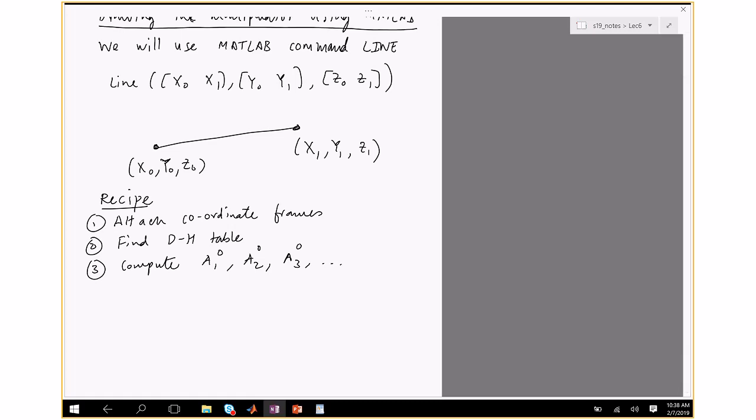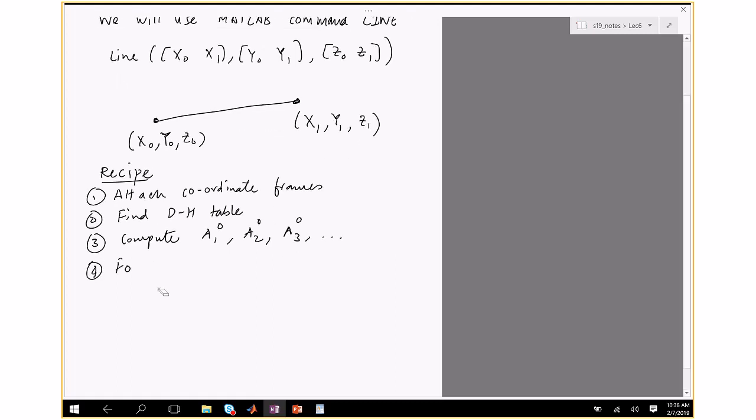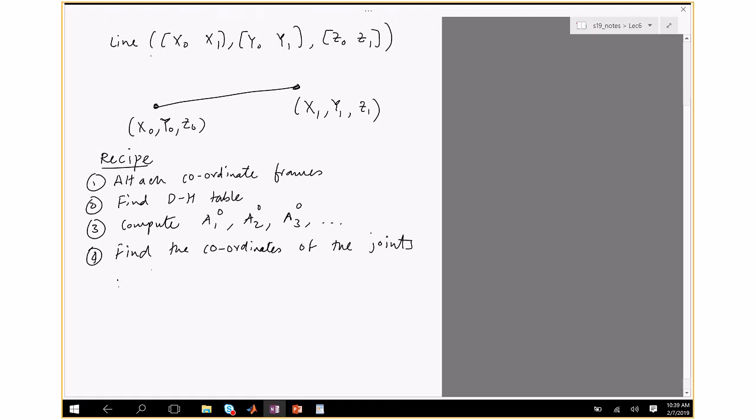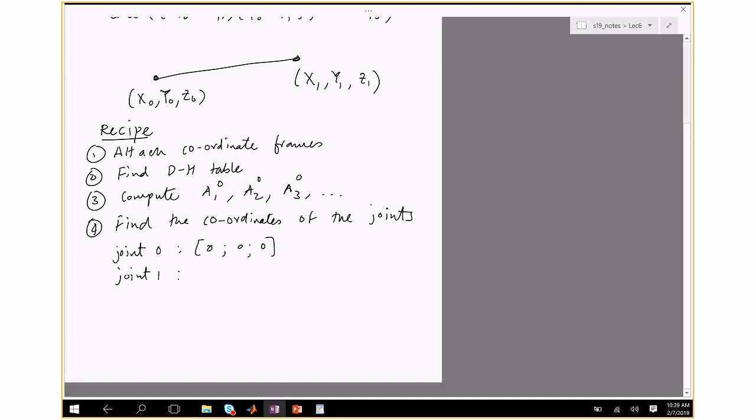And once we have that, we find the coordinates of the joints. And as I said, this is all buried in the A's. It's as simple as this. For joint 0, we are going to assume that the manipulator starts off from 0, 0, 0. So that's the position. For joint 1, it's going to be A1,0. It's going to be the fourth column, first 3 elements. So 1, 2, 3, 4.